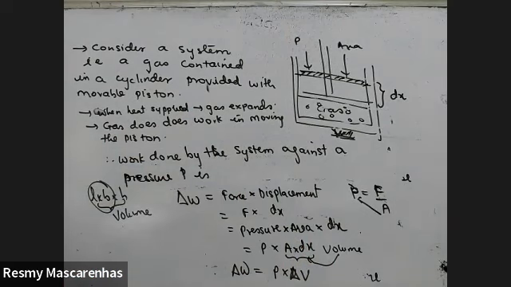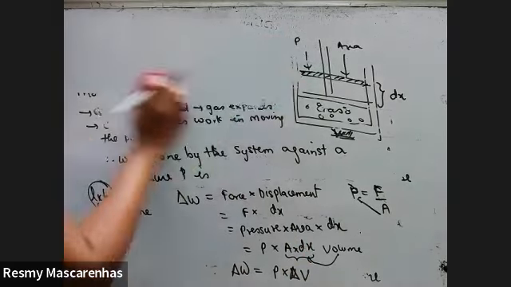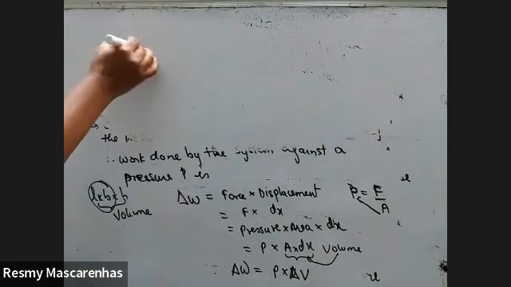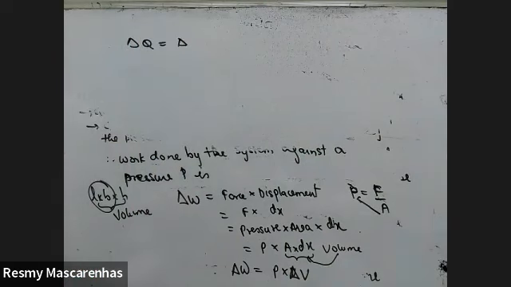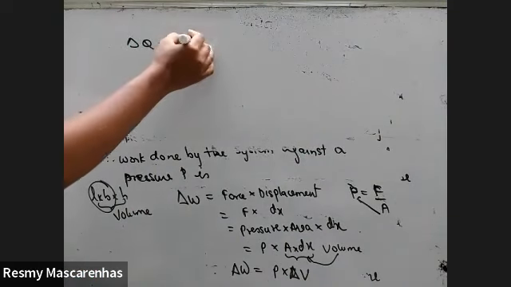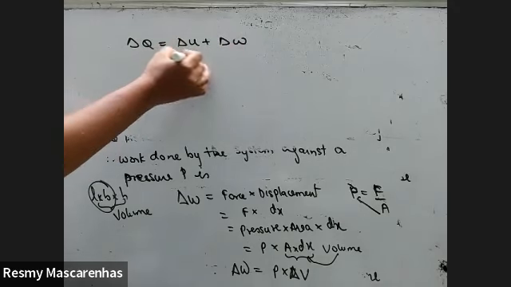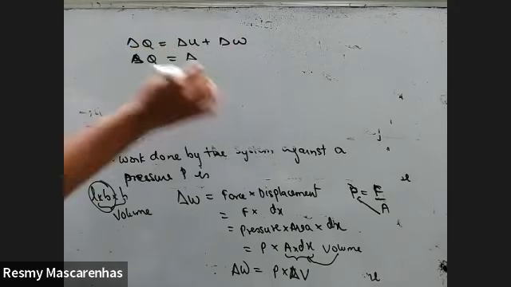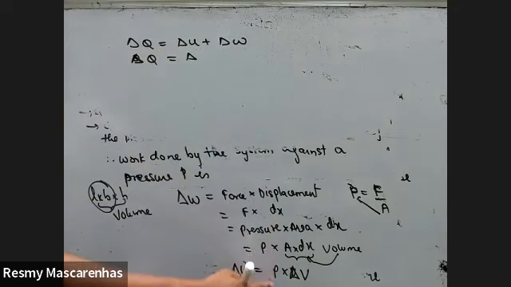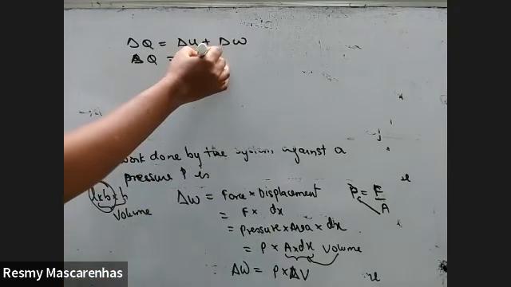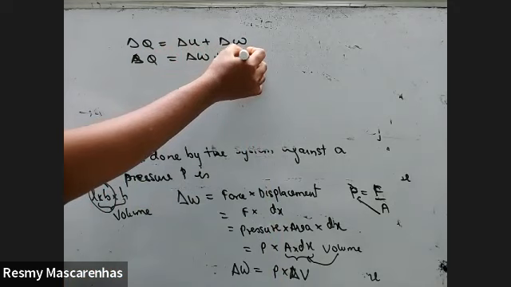You just put it in equation 1. The main formula, what was the main formula? Delta Q was delta U, internal energy, plus work, which can also be written, in terms of pressure, as P into delta V.